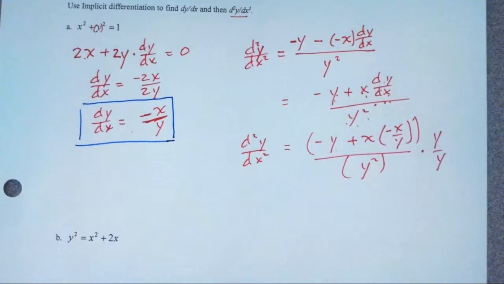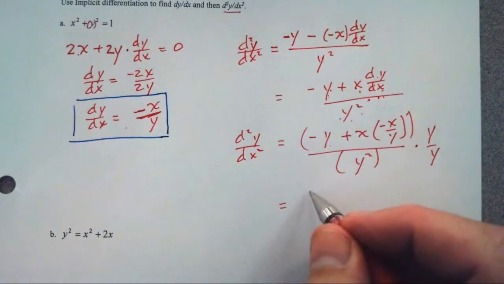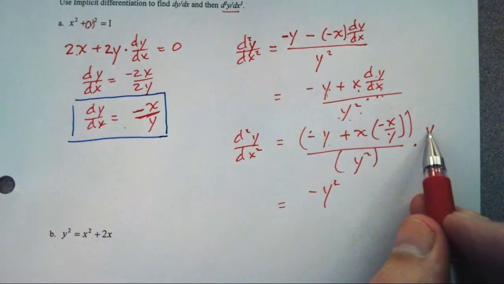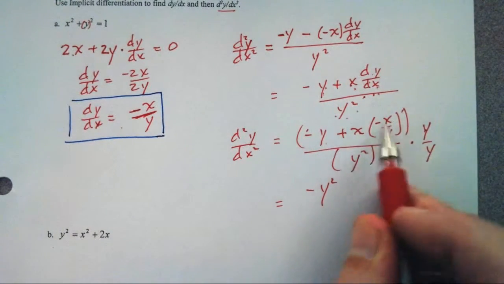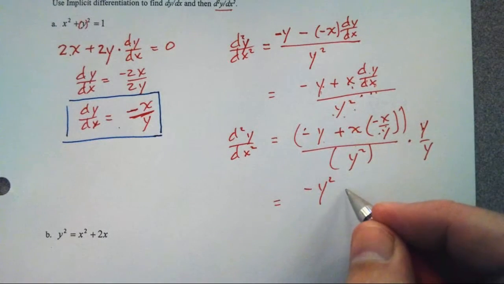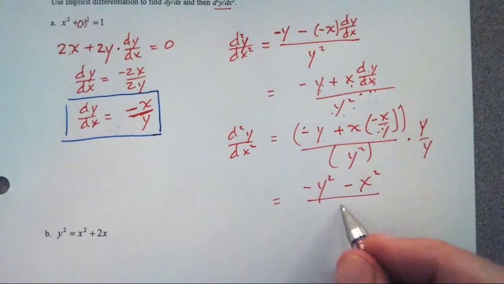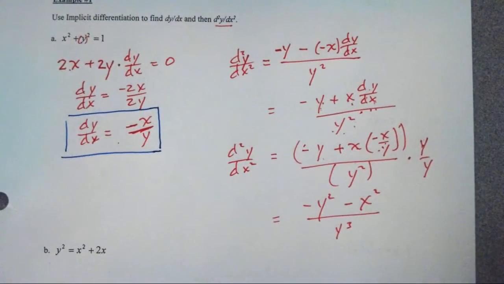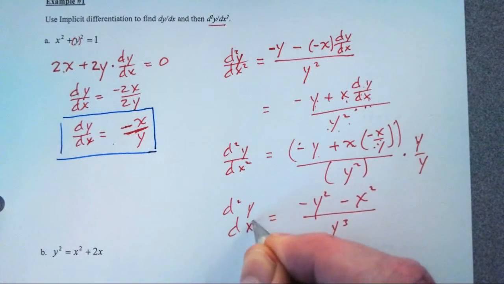I'm going to multiply by y on y. I don't like complex or compound fractions. So I get negative y squared when I distribute to this. I don't distribute the y to this x factor and this. This is all one term. y cancels y. I get minus x squared, all on y cubed. So that is d2y dx squared.